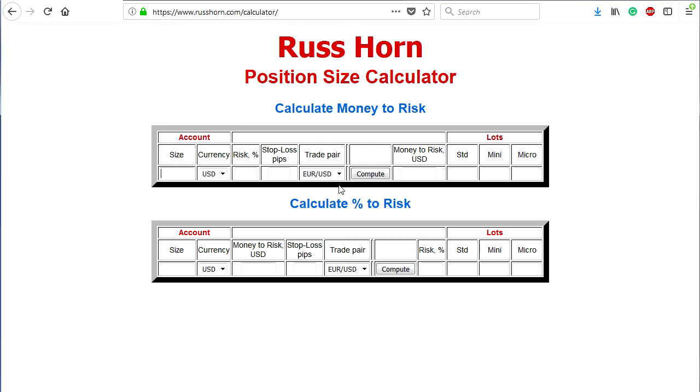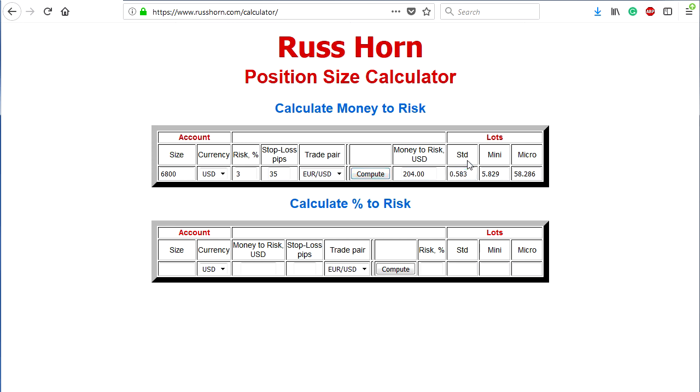My account size is $6,800. It's a US dollar account. I'm going to risk 3%. So it's just the number, not 0.03, just 3. The stop loss in pips, let's say, is 25. I'm trading the Euro USD pair, so I'll hit compute, and it tells me how much money I'm going to end up risking on that trade and the trade size.